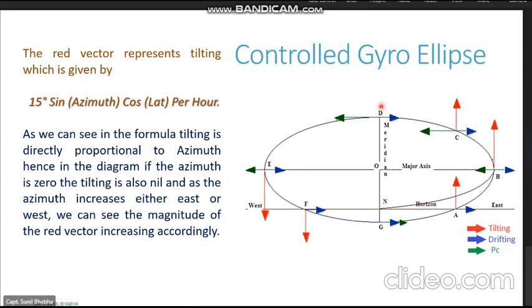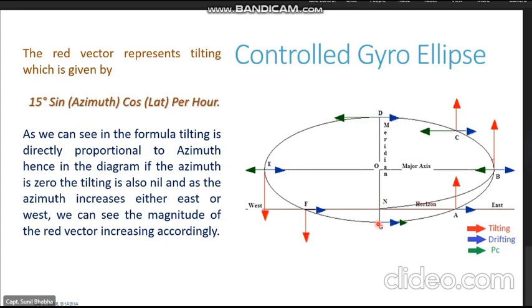Now let's try to correlate it with the diagram. We have this vertical black line as the meridian. Now, when the spin axis is pointing in the meridian, the azimuth is 0. So basically there are 2 points where the azimuth is 0. You have the point golf and delta. At both these points, the azimuth of the spin axis is 0, and you can see here that there is no red vector. The azimuth is 0, the tilting is also 0, so there is no red vector at both these points, golf as well as delta.